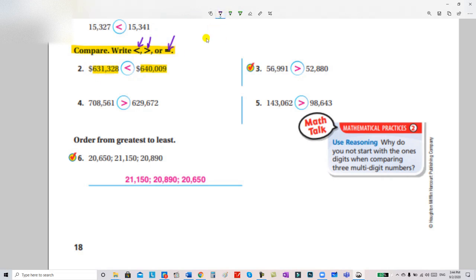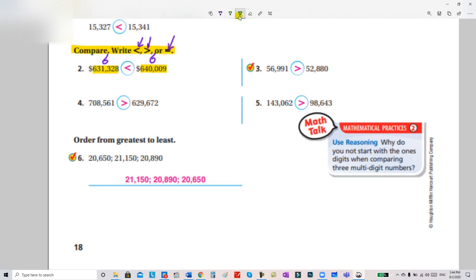Firstly, if you want to compare between two numbers, the first step, you have to count the number of digits in each number. So how many digits are in this number? We have 1, 2, 3, 4, 5, 6. So write 6 above it. After that, we have here 1, 2, 3, 4, 5, 6. So let's write 6 above it. So we have the same number of digits in both numbers.